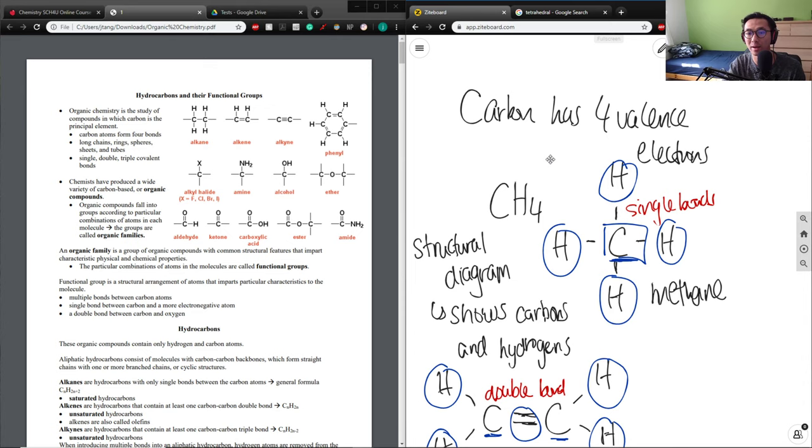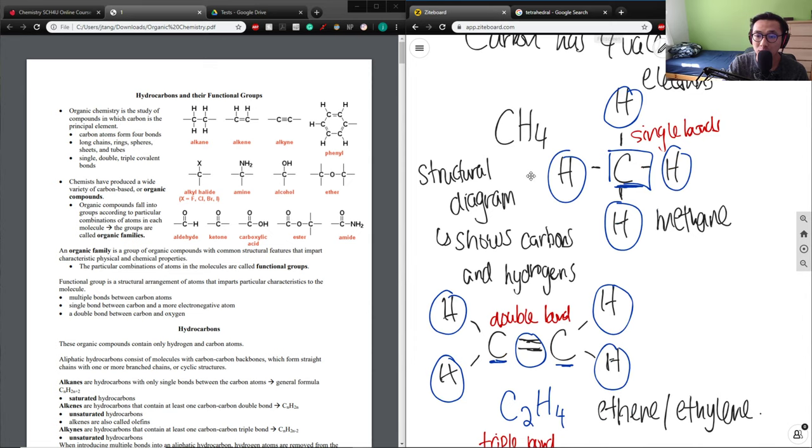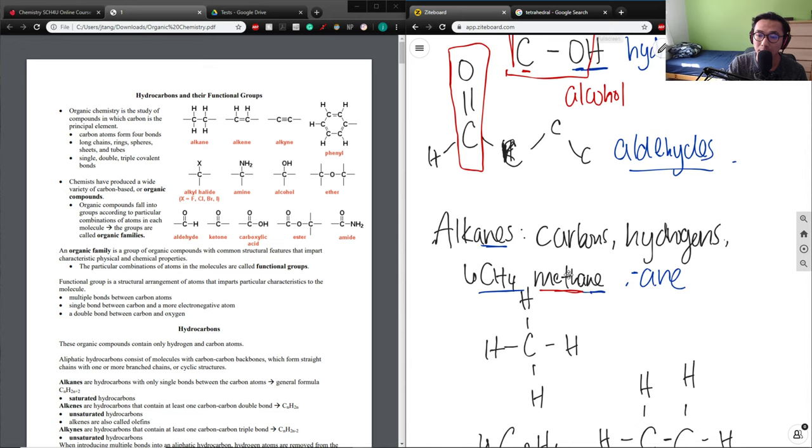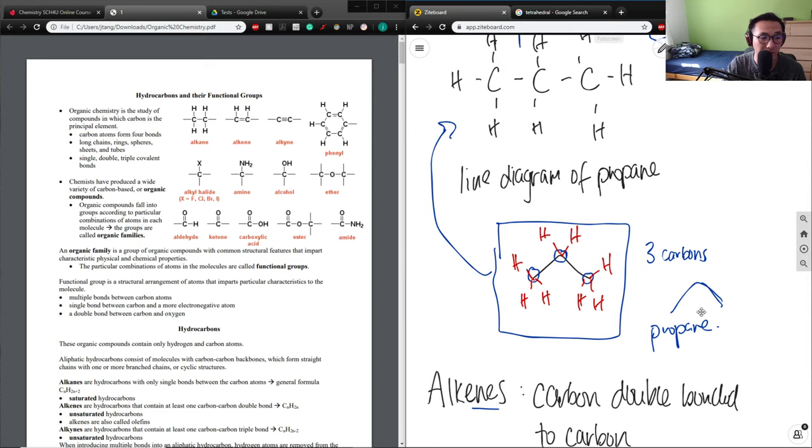We learned about the difference between a structural diagram and a line diagram. This is a structural diagram, where it shows carbons and hydrogens, whereas a line diagram, for example, only shows you the carbons and does not show you the hydrogens. It's just a bit simpler for visualizing big organic compounds.